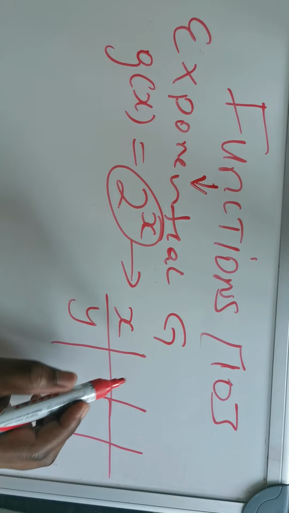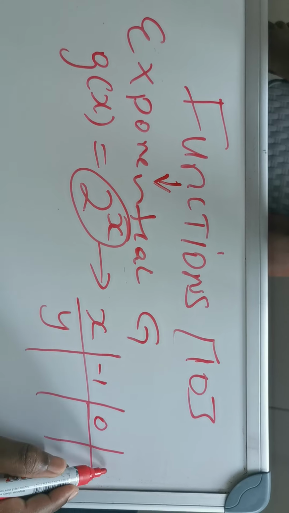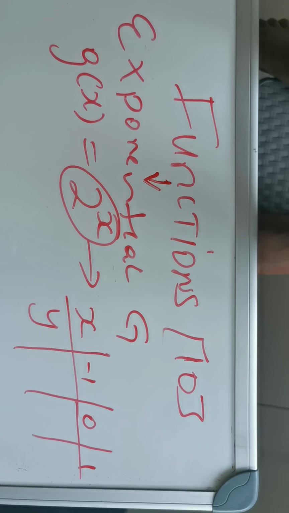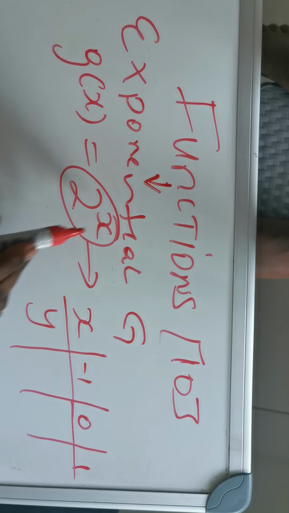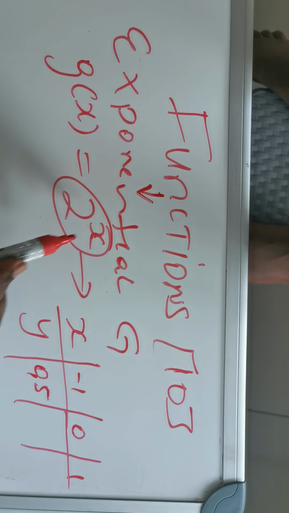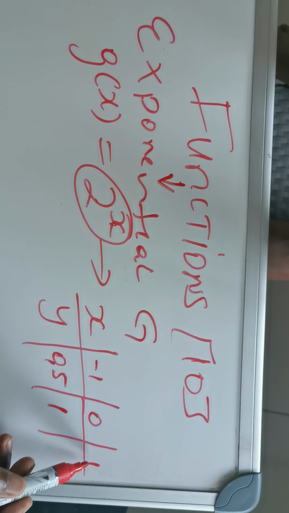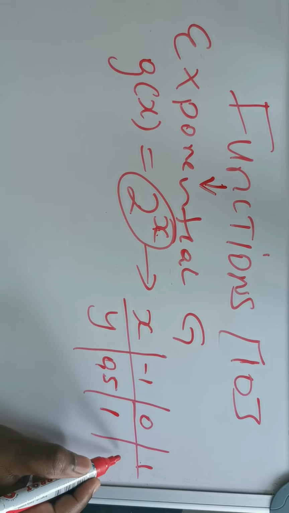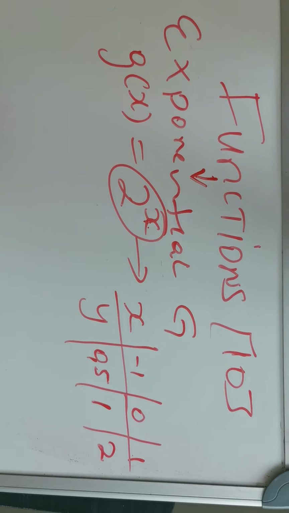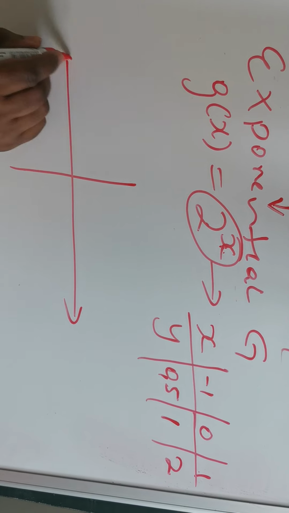Here you can put -1, 0 and 1. If you put -1 there, this will give you half, which is 0.5. Obviously, if you put 0, any number raised to power 0 is 1. And if you put 1 here, this will give you 2. Then now we are required to sketch this one.